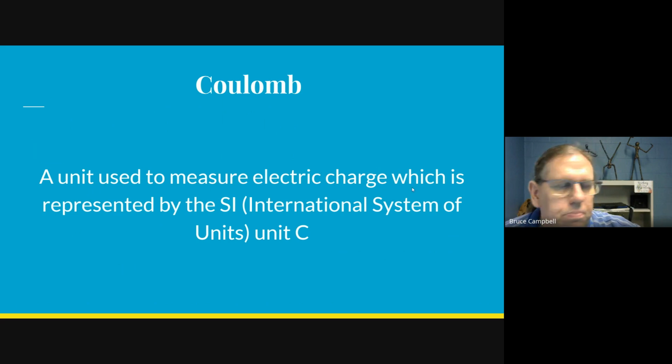A coulomb, this is a fancy word for the unit used to measure electric charge, right? And it's represented by the unit C, in the International System of Units.